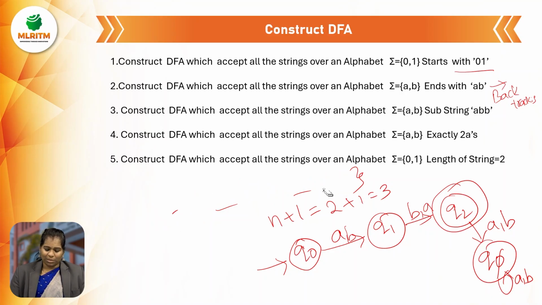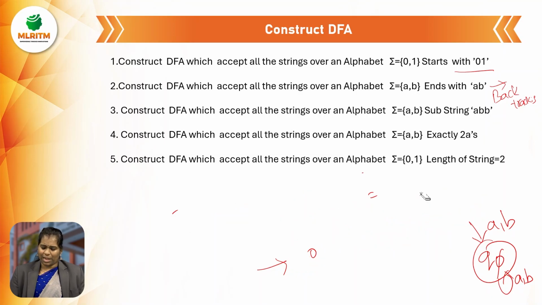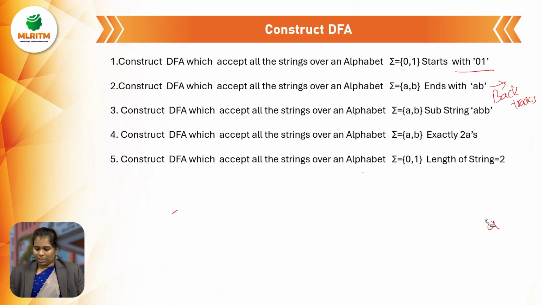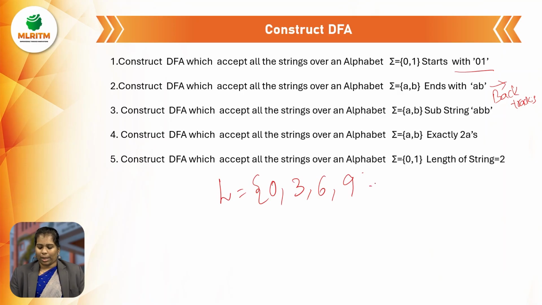So I hope you all understand this class. Today we discussed 3 things: substring, exactly 2 A's and length of the string. The next and last topic is divisibility by 3. Divisibility by 3 means the language L is equal to 0, 3, 6, 9 and so on until infinity, which are divisible by 3.